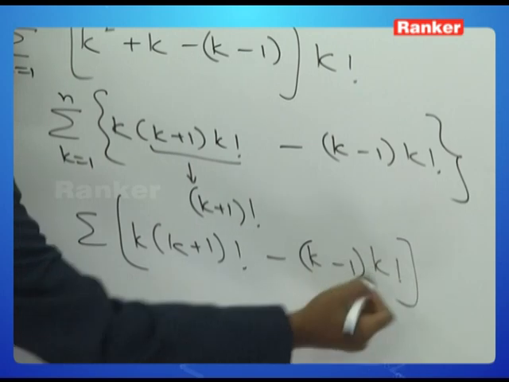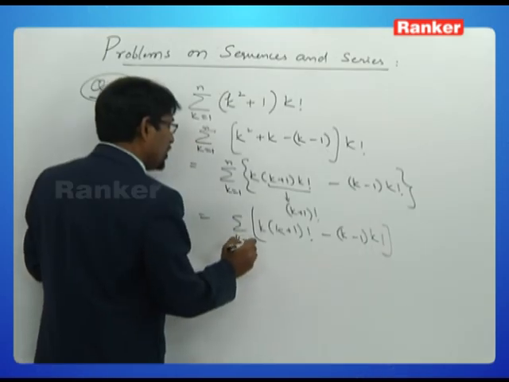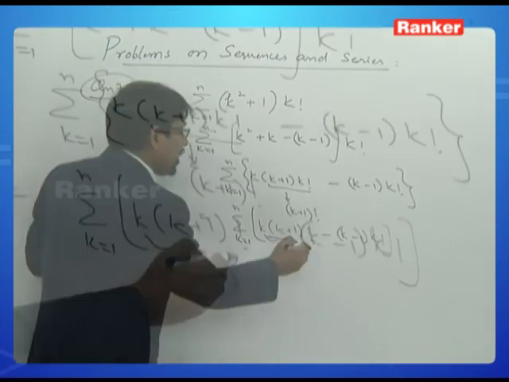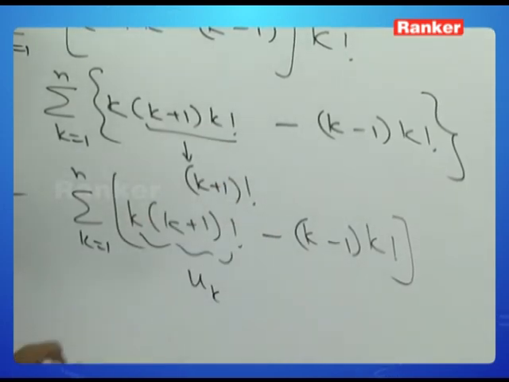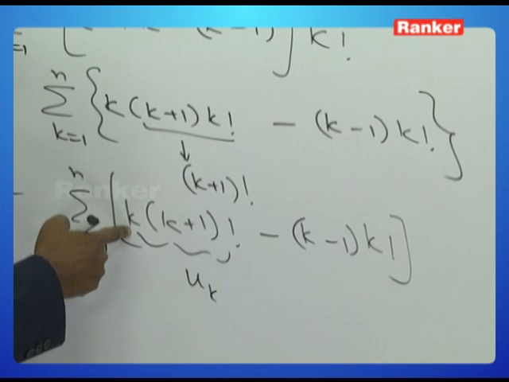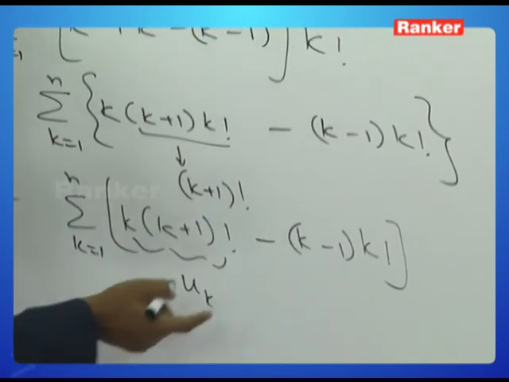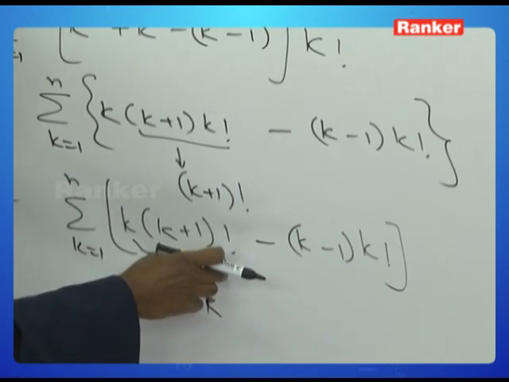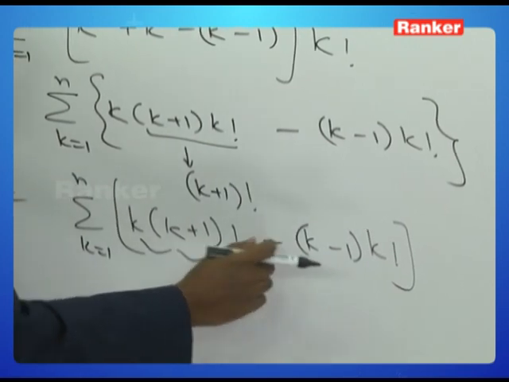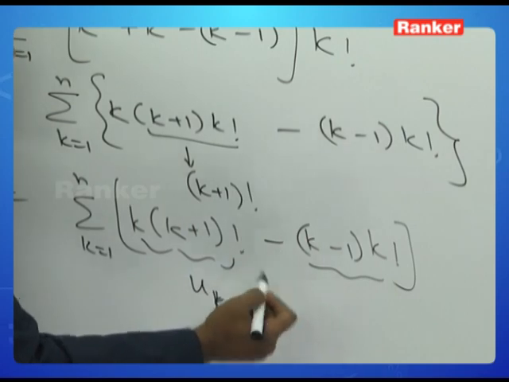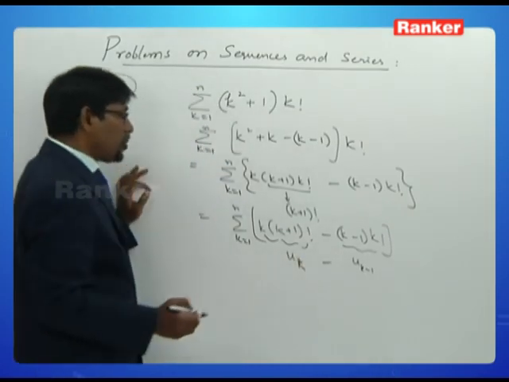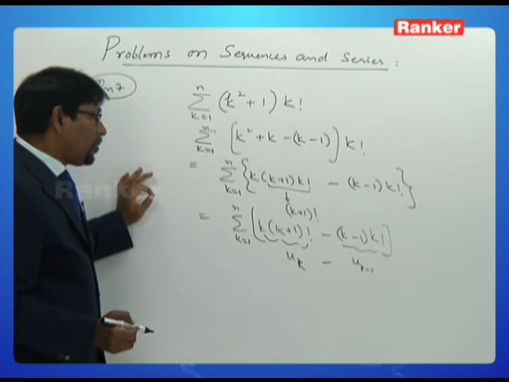k ranging from 1 to n. Now, if you observe carefully, if this is the kth term of some series, now replacing k by k minus 1, we are getting this. So let me call this some uk. If this is uk, that is the kth term of some series, this will be the previous term to that, that is k minus 1. So it comes out to be uk minus uk minus 1, k ranging from 1 to n.